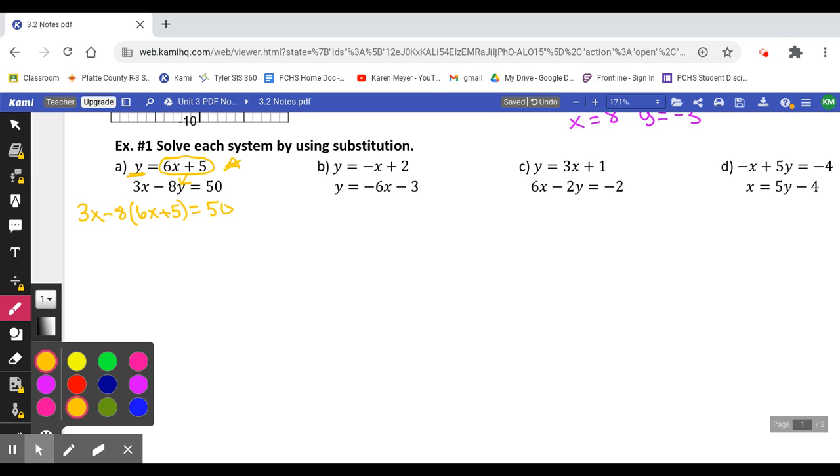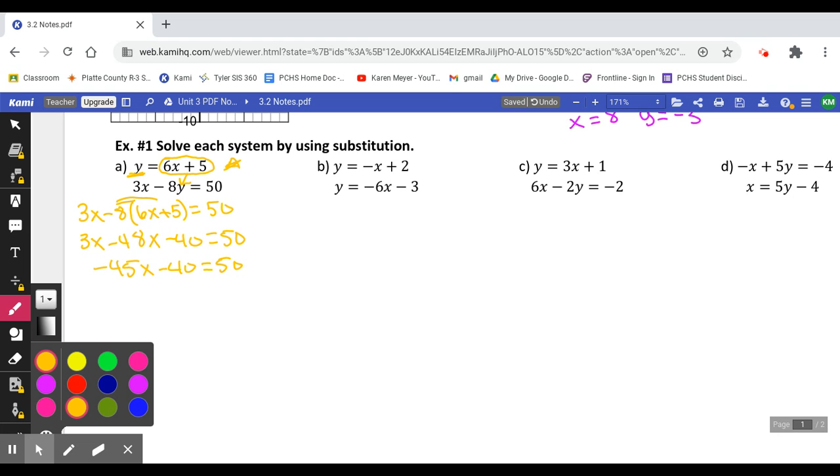Now, once you've substituted it in, if you end up with two different variables in this row, then that means you plugged it in for the wrong letter. Because if you notice, I have a 3x and a 6x. Those are both x's. If you have an x and a y, that means you've made a mistake. So now let's go ahead and distribute. So 3x minus 48x minus 40 equals 50. Combine like terms, so you get -45x minus 40 equals 50.